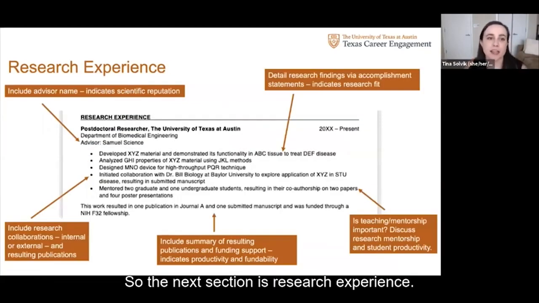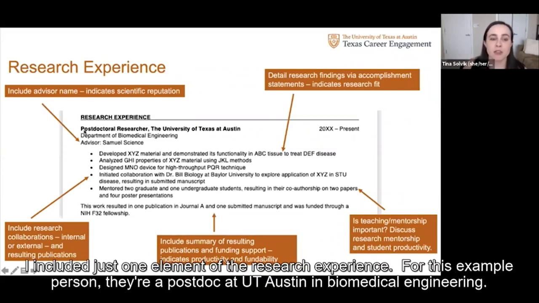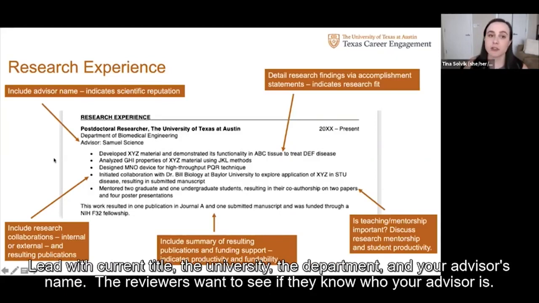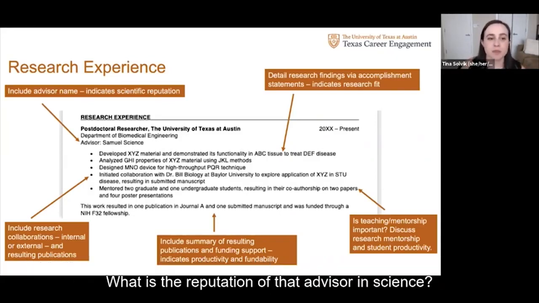Okay, so the next section is research experience. I included just one element of a research experience. For this example person, they're a postdoc at UT Austin in biomedical engineering. You lead with the current title and the university, what department or school you're in, and then your advisor's name. This is important for reviewers. They want to see if they know who your advisor is and what the reputation of that advisor is in science.